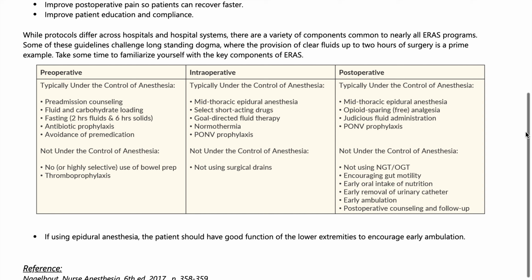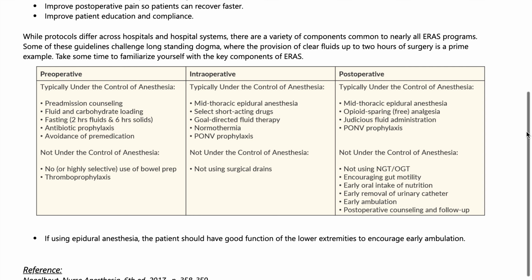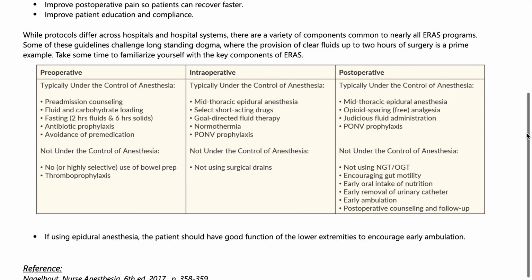However, not under the control of anesthesia is not using surgical drains. So for intraoperative ERAS that is not under the control of anesthesia, you really want to avoid the use of surgical drains. Post-op ERAS protocols that are under the control of anesthesia include mid-thoracic epidural anesthesia, again, because you can do that intra-op or post-op. Opioid-sparing analgesia, so talking about multimodal management here. Judicious fluid administration, PONV prophylaxis.